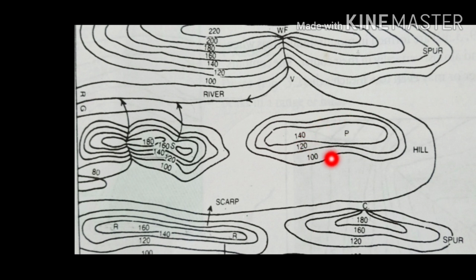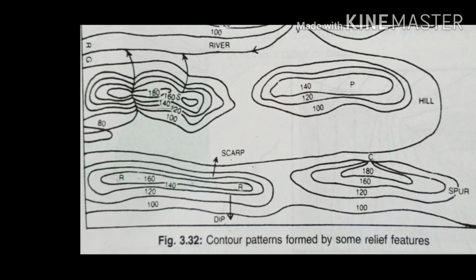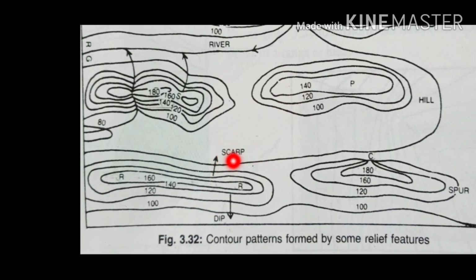Now here you can see the letter P stands for plateau. So plateaus, we have discussed, have a broad top. So the top area is broad and you can see the height is increasing. Now let's proceed. Here we can see scarp. Scarp stands for steep slope. Here you can see the contours are close, and dip stands for gentle slope. Here you can see the contours are widely spaced.